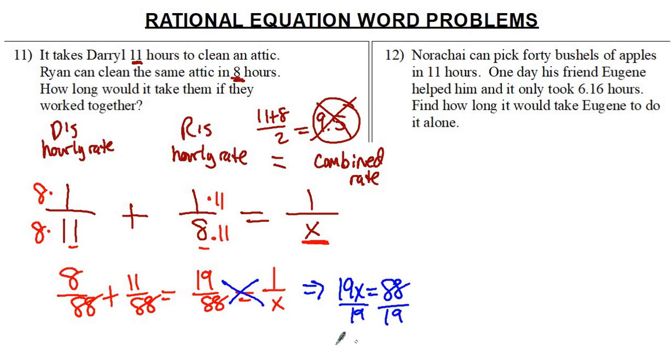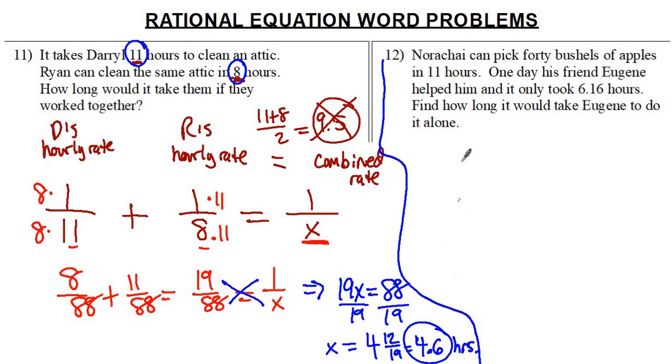We'll divide that by 19. How many times does 19 go into 88? I believe it's 4 times, 4 and 12/19ths. I don't have a calculator, but this is roughly 4.6 approximately. And does that make sense? Well, it sure does, because it took Ryan 8 hours. Now he has someone to help him, so the time is less. It's only 4.6 hours. So that seems to agree with common sense, that it should be less.